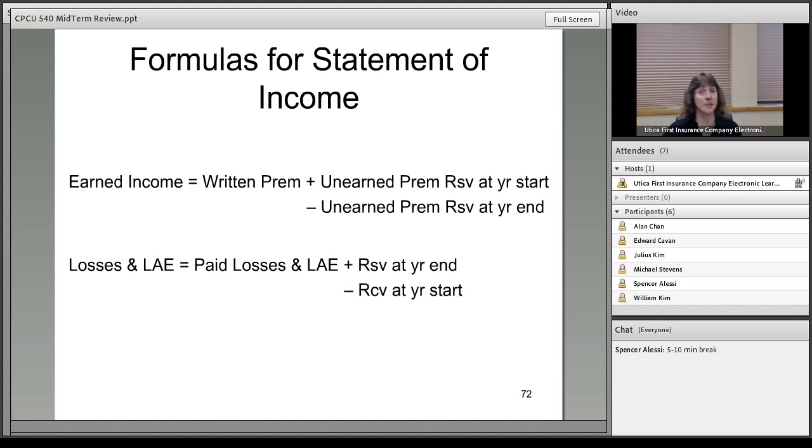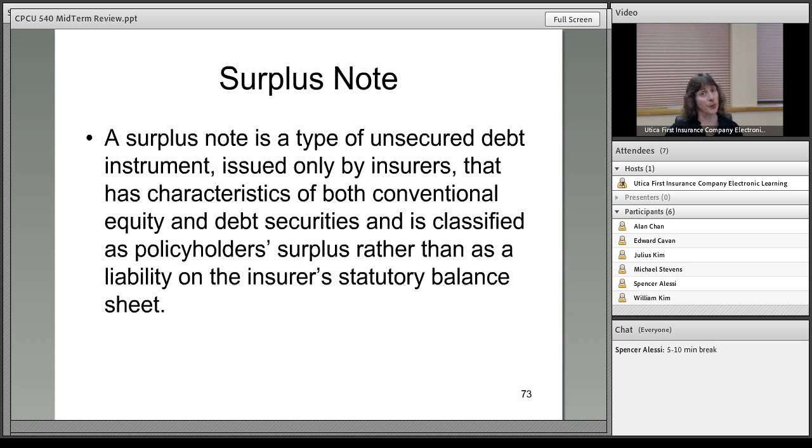And the same thing with losses and loss expense reserves. Look at the total paid loss and loss expense, subtract what the reserves were at the start of the year, and add what was at the end of the year, the reserves at the end of the year. Surplus note, that's a very unique kind of debt instrument only issued by insurers, and basically it's a debt instrument against the surplus that they hold.